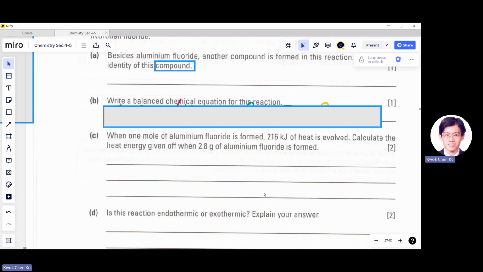Because you know that there are some processes where you cannot detect the temperature change. Like you put your water in the freezer, it's exo or endo for the water to freeze? Freezing is exo, right? But can you feel the heat? No way. But it's still an exo process.